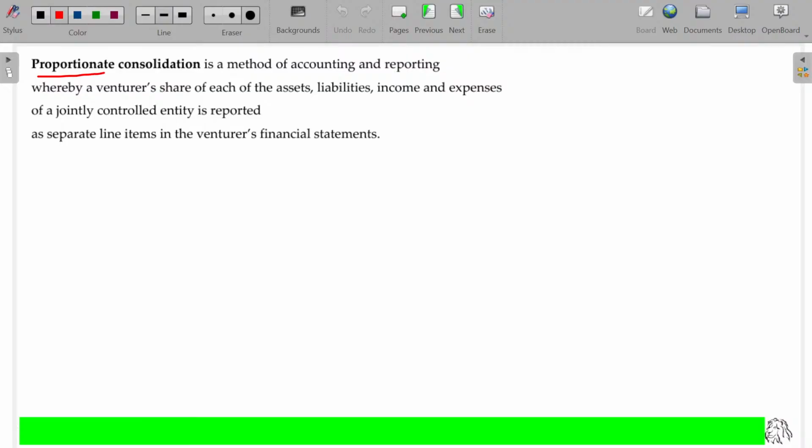Now, proportionate consolidation method. What have we done now? The assets and liabilities are added line by line to the extent of the A company or B company holding in the joint venture. This is the method of accounting and reporting whereby the venturer's share of each of the assets, liabilities, income and expenses of a jointly controlled entity is reported as separate line items in the venturer's financial statements.